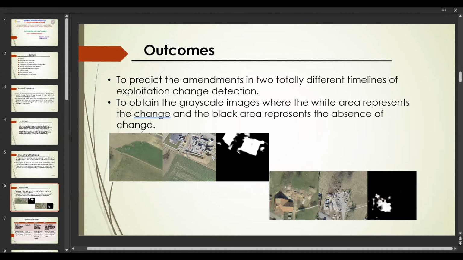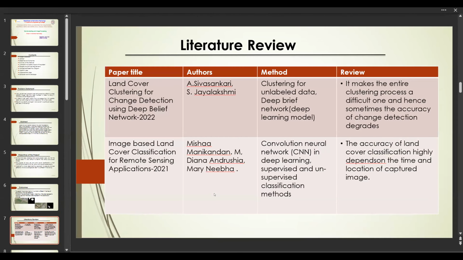This grayscale image shows the differences between these two images. Here the white space represents the change that occurred, and the black shows that there is no difference in the location. This is the literature review we had conducted, and the first one is our base paper, sir.